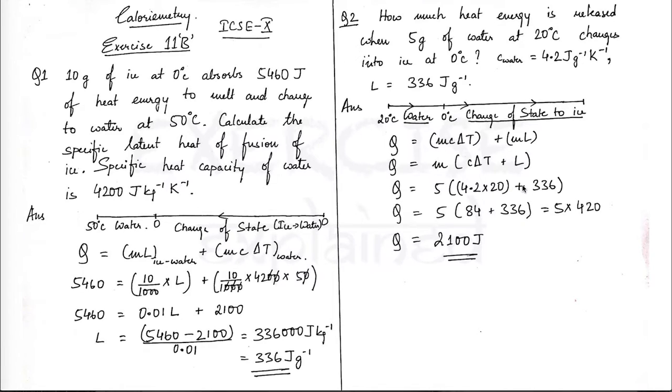Plus latent heat is 336 joules per gram. So coming here, 5 is taken down as it is. 4.2 into 2 gives us 8.4, into 10 gives us 84. So we get 84 plus 336. So we add 84 and 336, we get 420. So we get 5 into 420. So Q, we get it as 2100 joules.